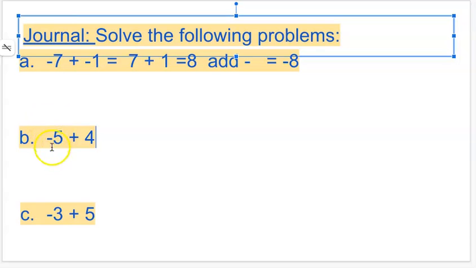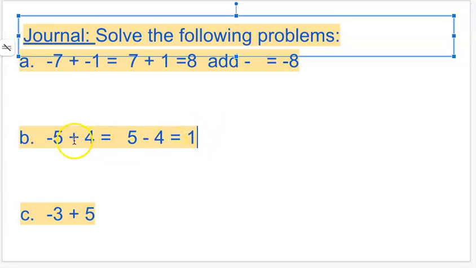We're going to add negative 5 plus 4. So that's plus a positive 4. I know it doesn't say it, but you got to imagine that that's what it's saying. So it's a negative plus a positive. So in those types of problems, we're going to subtract. So we're going to take the bigger number, 5, and subtract the smaller, 4, and we get 1.